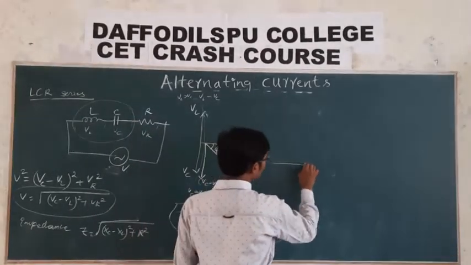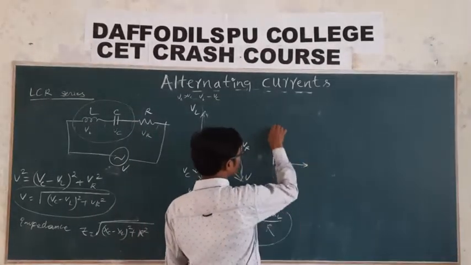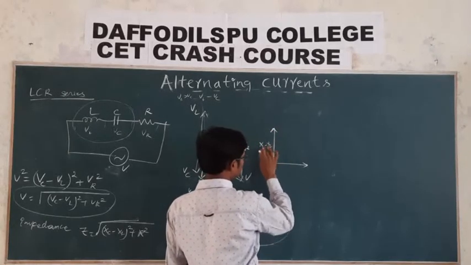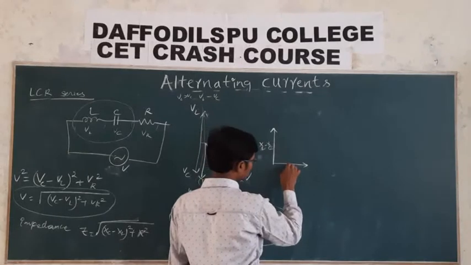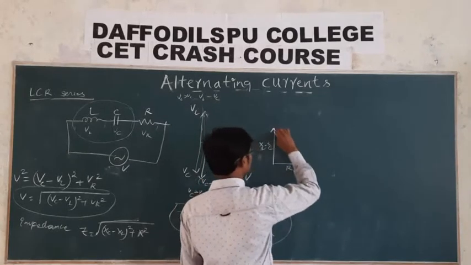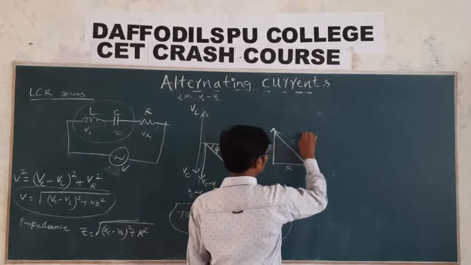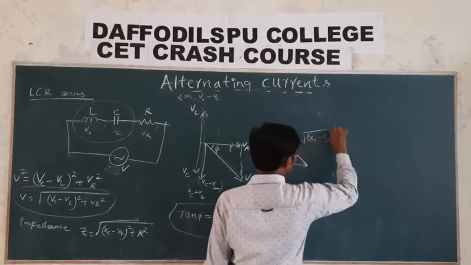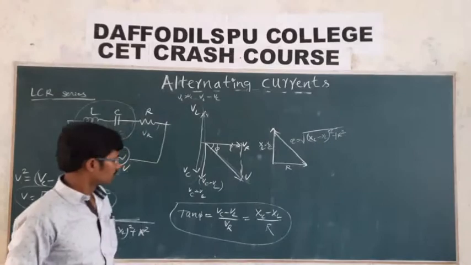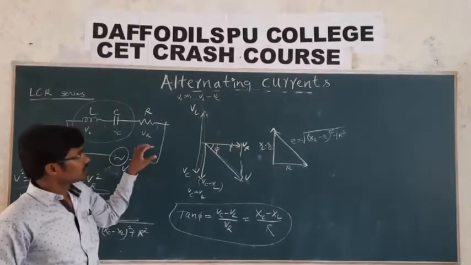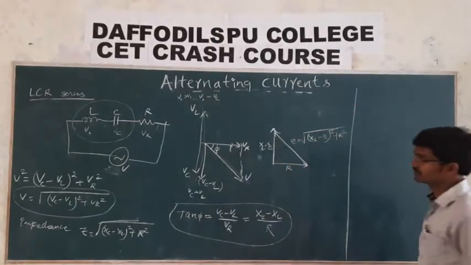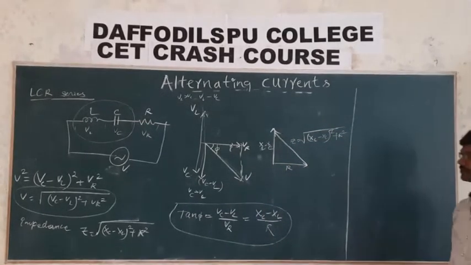Whereas in the impedance diagram, we have XC minus XL or XL minus XC, and R. Then the resultant Z is equal to the square root of (XC minus XL) whole square plus R square. This is the LCR series circuit, and the impedance and phase difference, everything we can get from this.